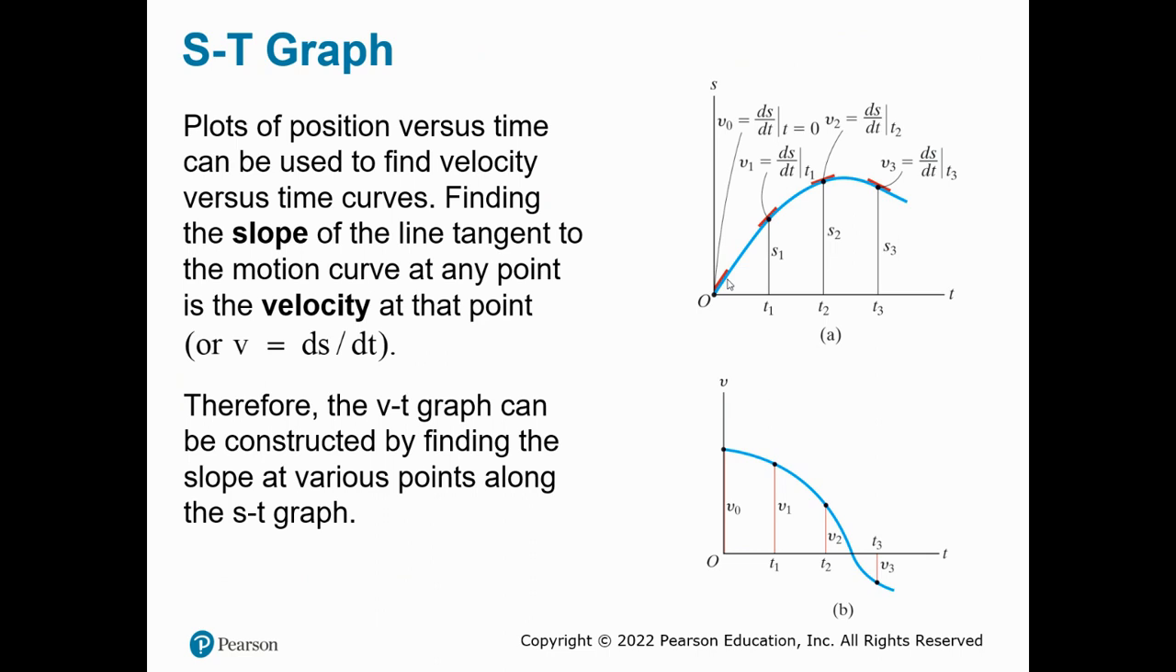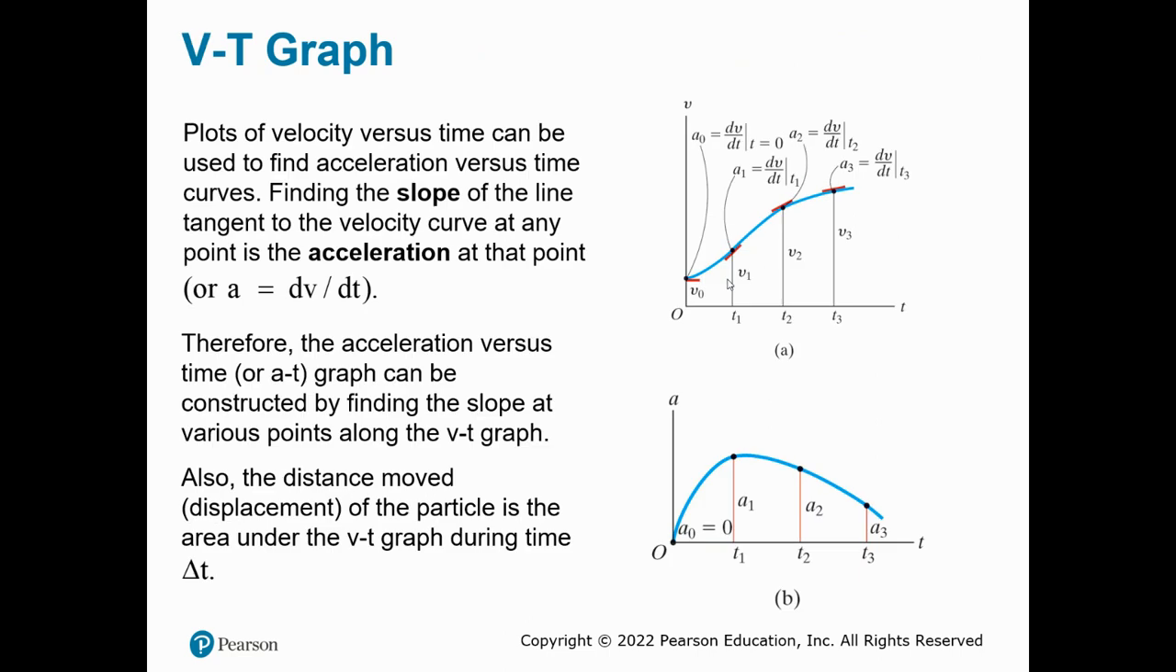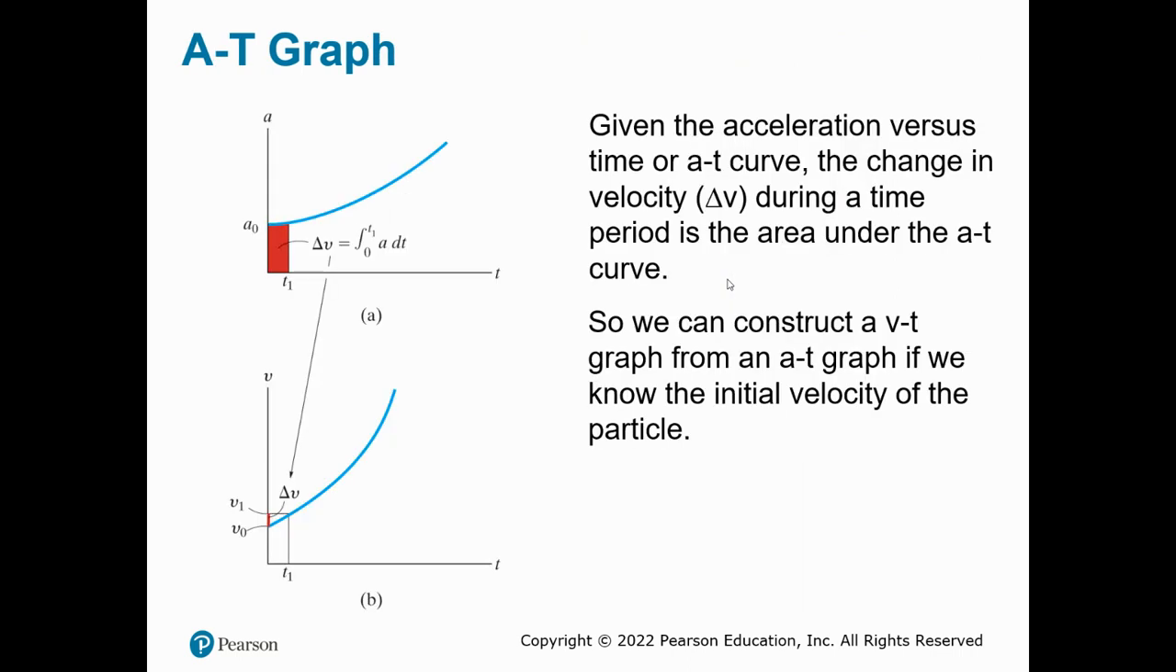So in other words, the second diagram, VT, is plotting the slope of the first diagram. Similarly, if I have the VT diagram and I want to plot the slope of the line that's tangent to the velocity curve, that will give me acceleration versus time. It will give me the AT diagram. Keep going. Given the AT curve, acceleration versus time, the change in velocity during a period of time is the area under the curve.